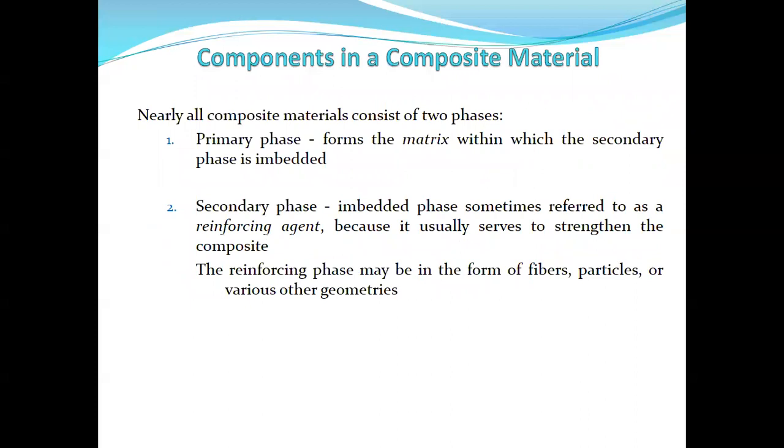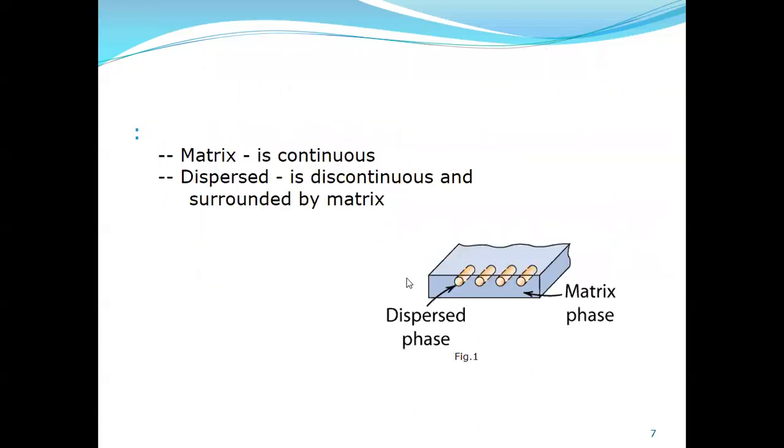Components in a composite material. Nearly all composite materials consist of two phases, primary phase and secondary phase. The primary phase is in the form of a matrix within which the secondary phase is embedded. The secondary phase is the embedded phase, sometimes referred to as the reinforcing agent, because it usually serves to strengthen the composite. The reinforcement phase may be in the form of fibers, particles, or various other geometries. The matrix is a continuous phase. The dispersed phase is discontinuous and surrounded by the matrix. You can see this figure.